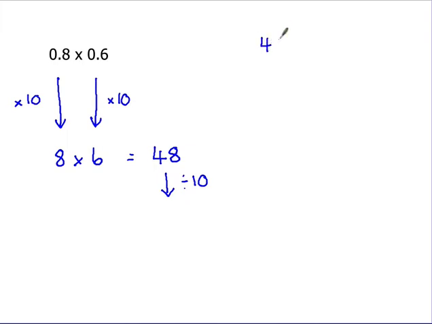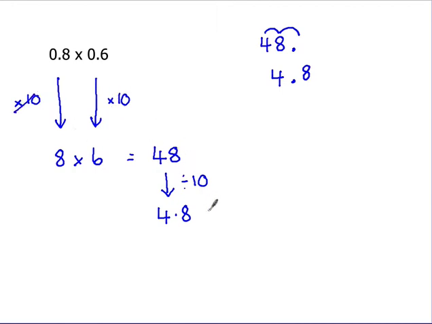48 divided by 10, remember, I can put the decimal place after the 8, and if we divide something by 10, I'm just going to move everything along one place. So the 8 will go to there, and the 4 will go into here. So that gives me 4.8, and that's me cancelled that one out.